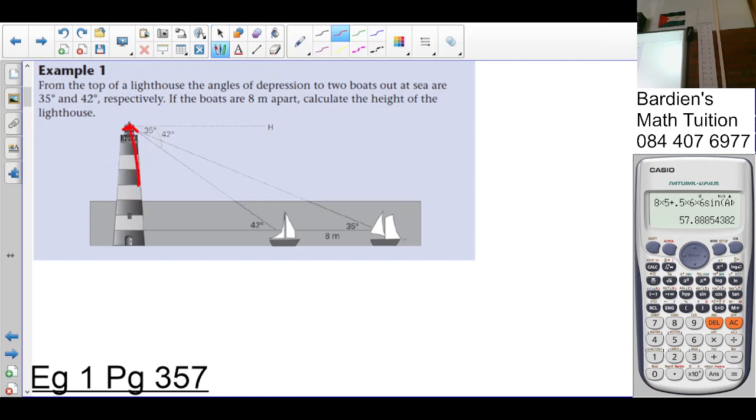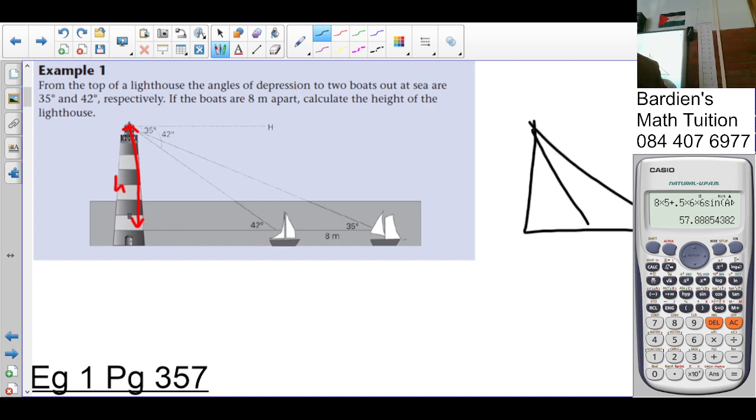So how do you think we're going to calculate this height? What you all should see is something looking like this now. Triangle, yes. You've got an angle there. This angle is 35, and that is of course 42. Then what's the size of this angle? That is 8. This is 42. This is 35. Okay, how do we get that?